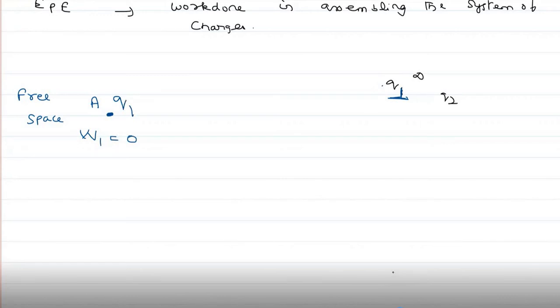Now, try to bring the charge Q2. As soon as this charge Q1 enters this free space, it is no longer free space. This charge Q1 will start ruling this space. It will define its own territory and extend its electric field up to infinity. So if you consider the point B, what will be the potential at the point B due to this charge?